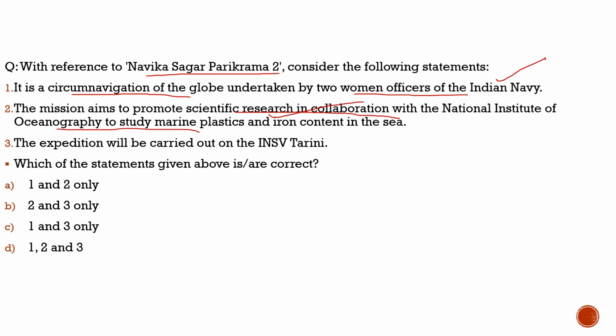Correct. Third: the expedition is being carried out on the INS Tarini. 100% correct. So with respect to this question, the correct option would be option D, 1, 2, and 3. So with this, let's move to another slide and see what question we have brought there.